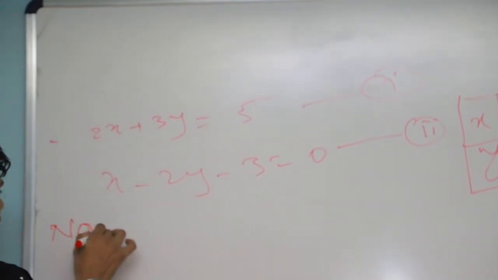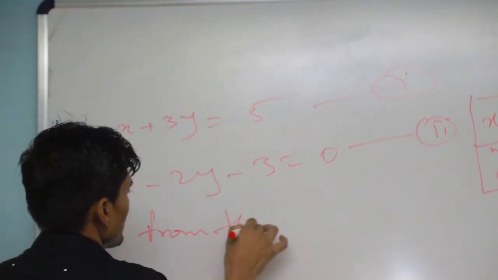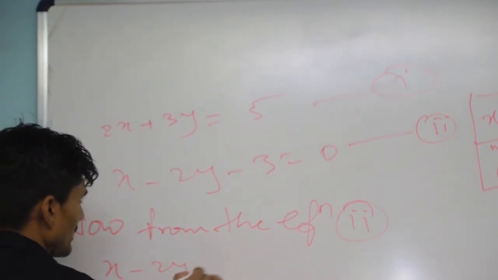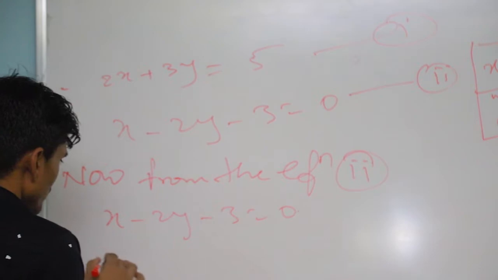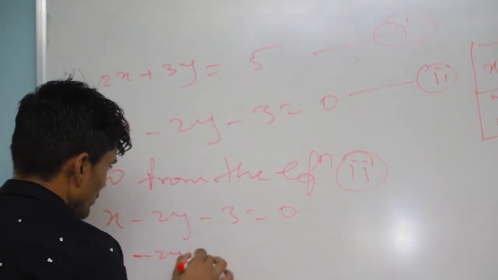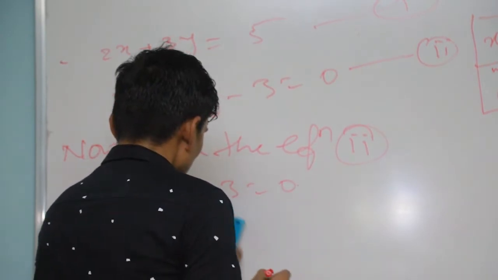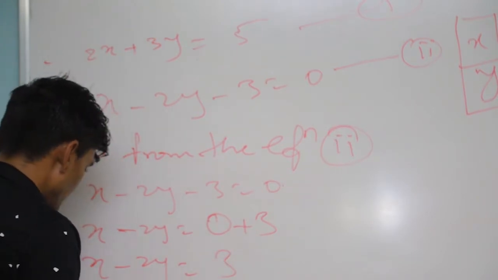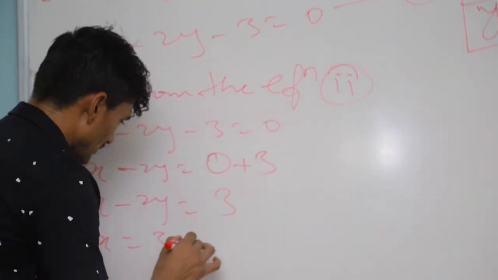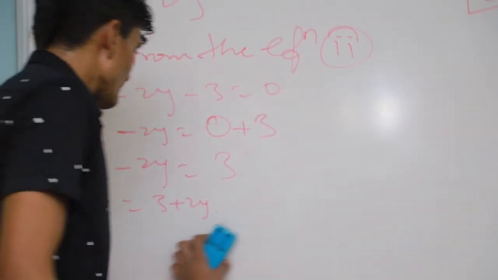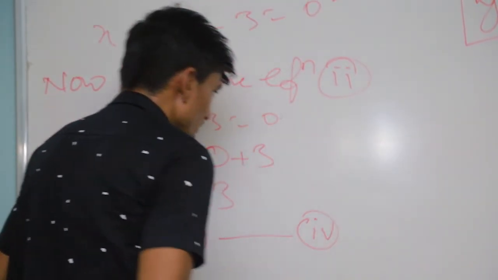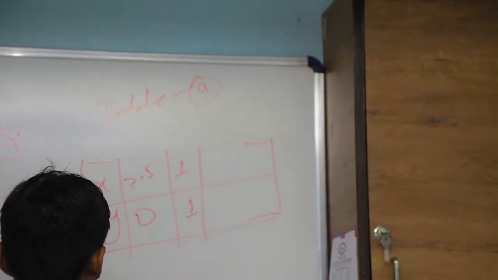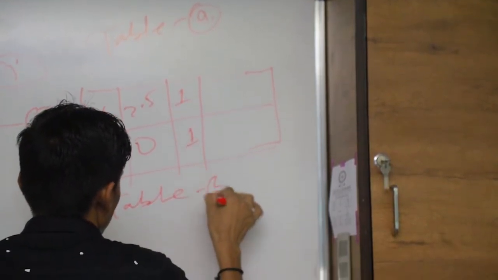Now from equation 2, that means x minus 2y minus 3 is equal to 0. Now x minus 2y equal to 3, x equal to 3 plus 2y. That is equation number 4. This is table A, this is table B.